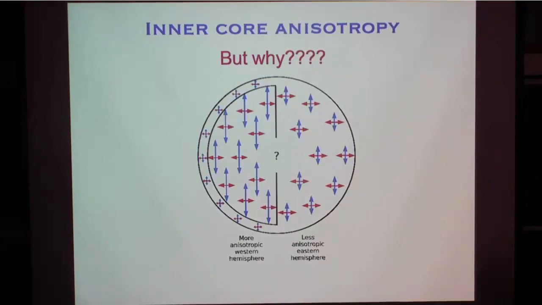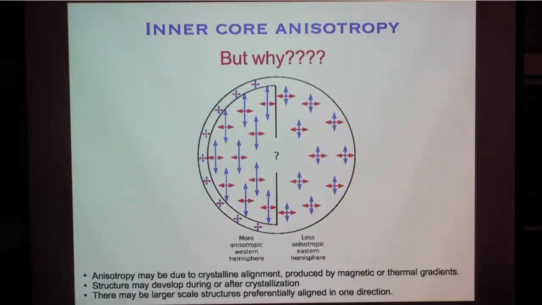So grain size, we can add that to the list of stuff we don't really know. The anisotropy could be due to crystalline alignment. We can produce that alignment by thinking about thermal gradients or magnetic gradients. The structure may develop during crystallization, so if that's true, we may be recording in the inner core what was going on in the deep earth at that time. So that would be tremendous.